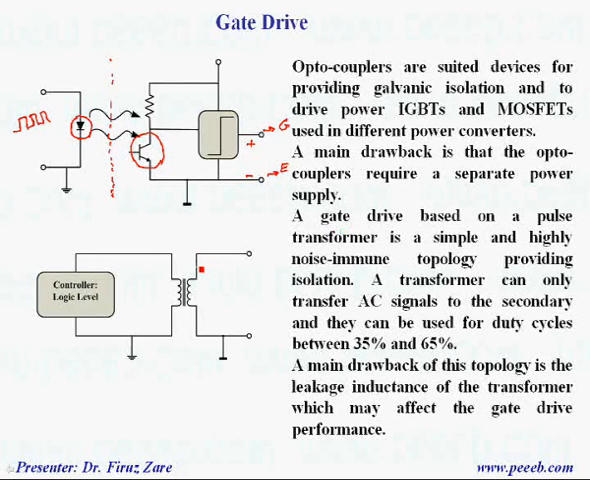The second method is using a pulse transformer. Basically, using a pulse transformer, we can again provide the gate signal.